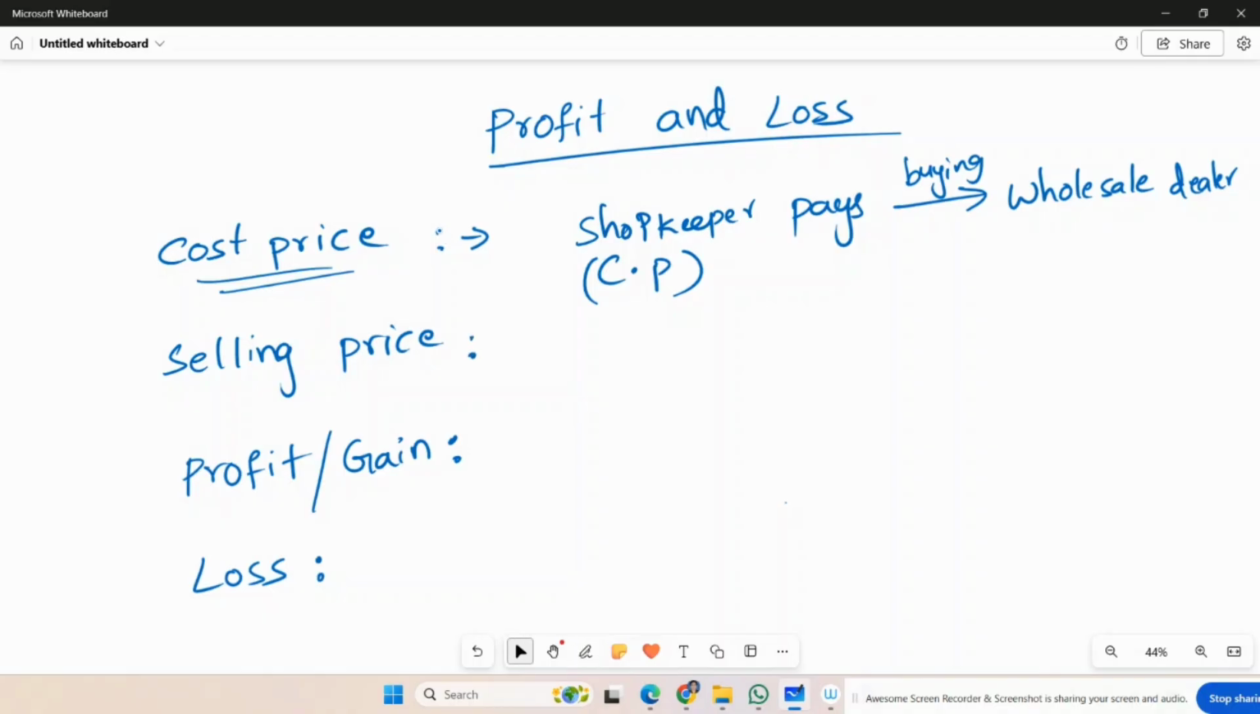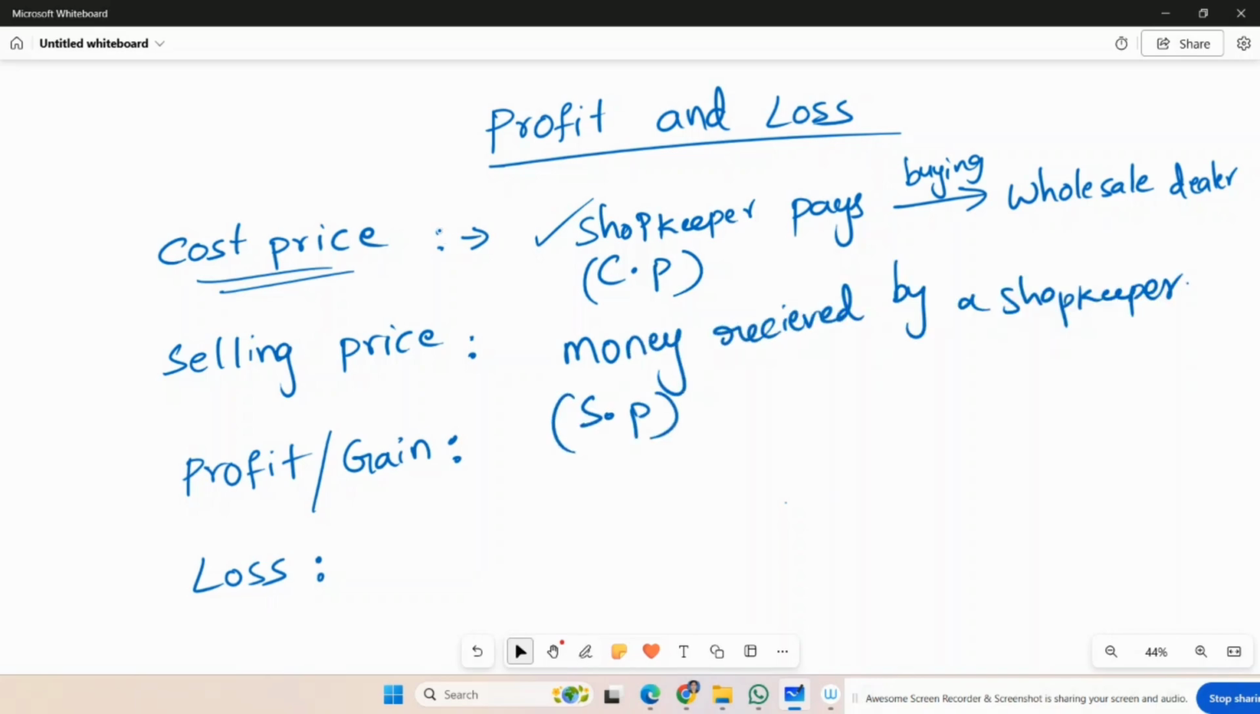Whereas selling price is the money received by the shopkeeper on selling a particular article. Selling price means the money received by a shopkeeper on selling an article. In short, we write selling price as SP.